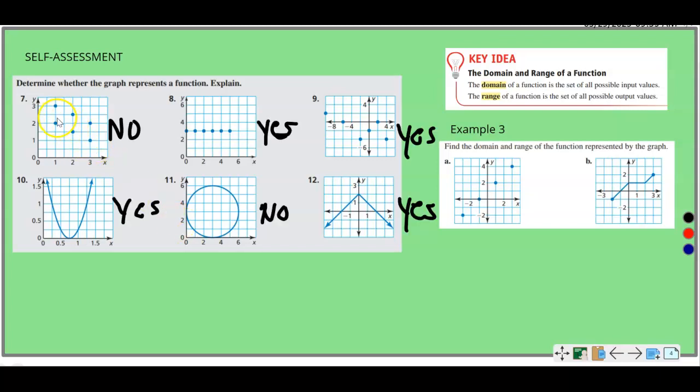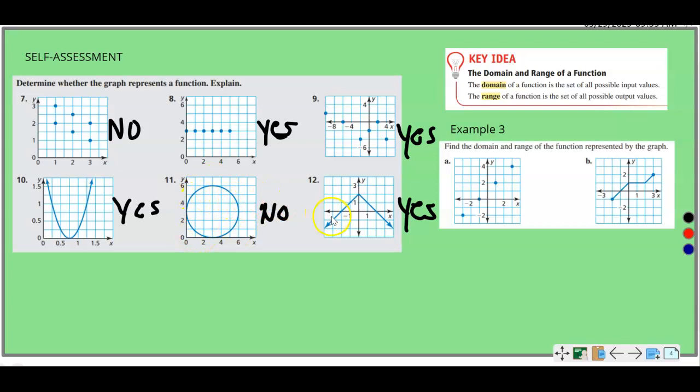All right, hopefully you had time to do these and you can see that this one is not a function because it has x's that repeat. This one is, yes, it is a function because the x's do not repeat. Number 9 is a function because the x's do not repeat. This one passes the vertical line test, so x's do not repeat, so yes, it is a function. It's a circle, so it will not be a function because it does have multiple places where the x's repeat.